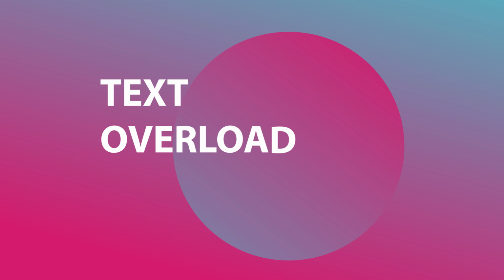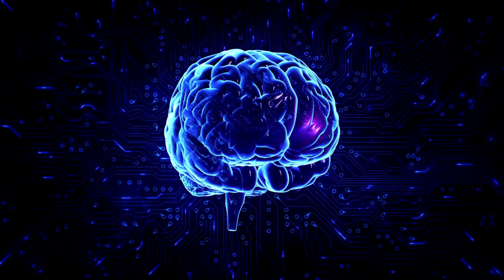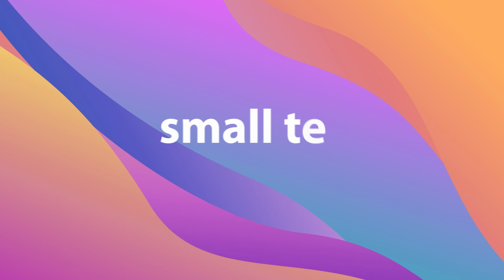YouTube thumbnail design crime number 2, text overload. When your thumbnail has too much text, it creates a cognitive overload, which means that it's hard for the viewer to process all of the information at once. The solution: keep your text minimal and concise. Use short and punchy words rather than long sentences. Ideally, aim for a maximum of 5 to 7 words, like this example, or even fewer if possible. Remember, the goal of text on your thumbnail is to provide a quick and compelling snippet that entices your viewers without overwhelming them.